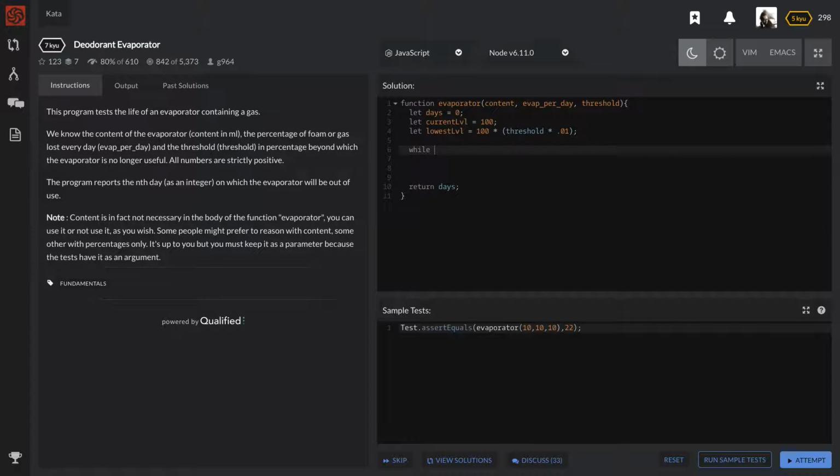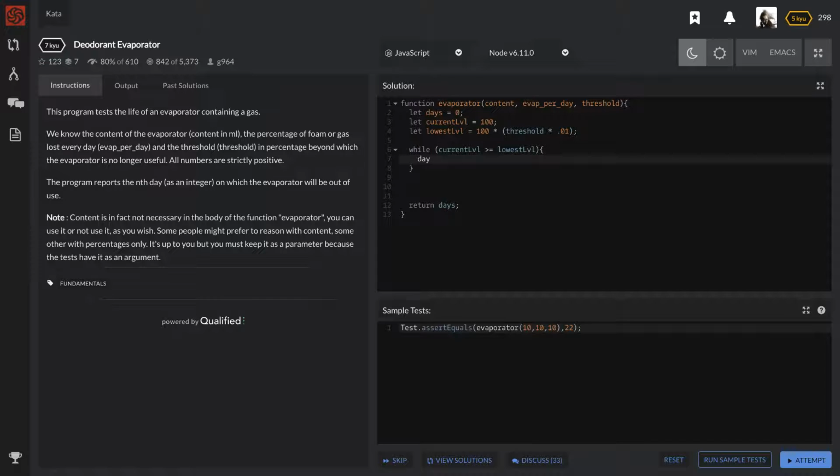And so in this situation, we're not sure exactly when it's going to end. So we're going to create a while loop, and we're going to say, as long as the current level, because that current level is what's going to be constantly changing, is greater than or equal to the lowest level. So as long as we determine that it is still useful, this can of spray or whatever we have, we are going to loop one more time.